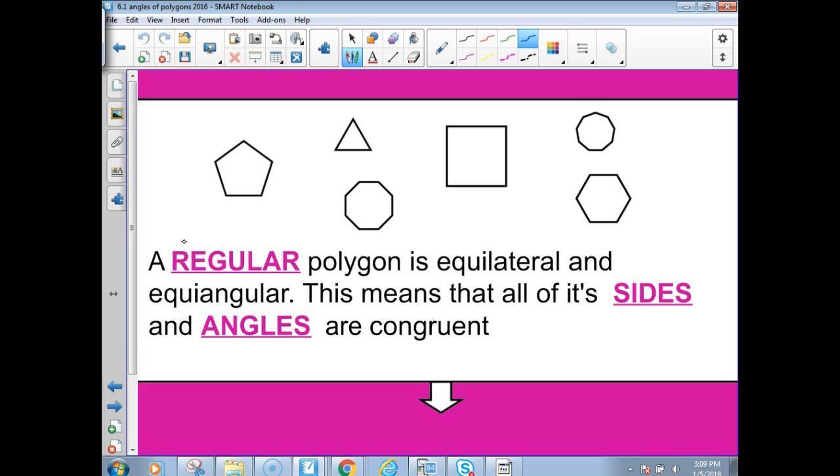Regular polygon, this is what you've got to fill in. A regular polygon is a polygon that is equilateral, meaning equal sides.